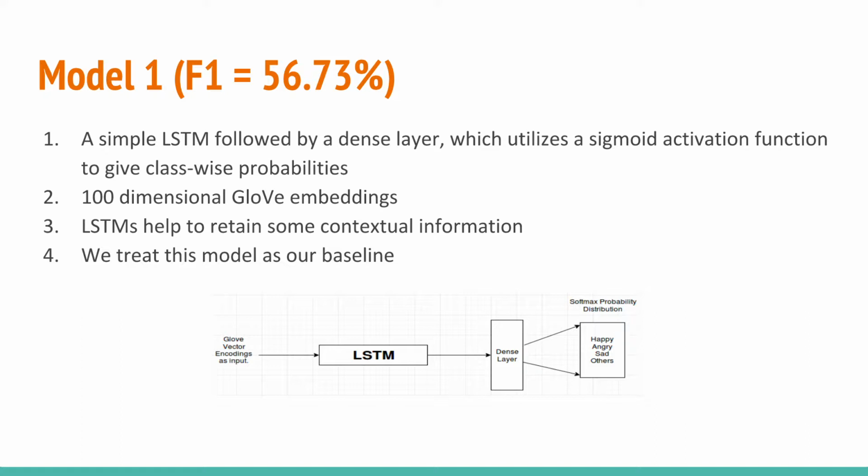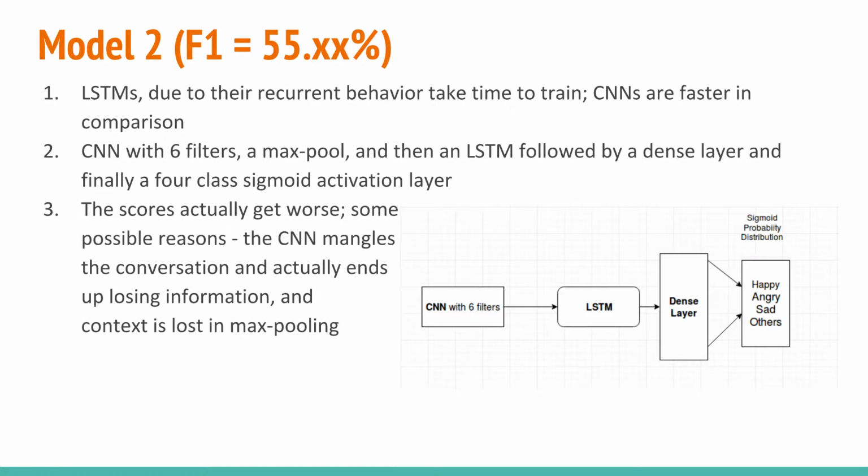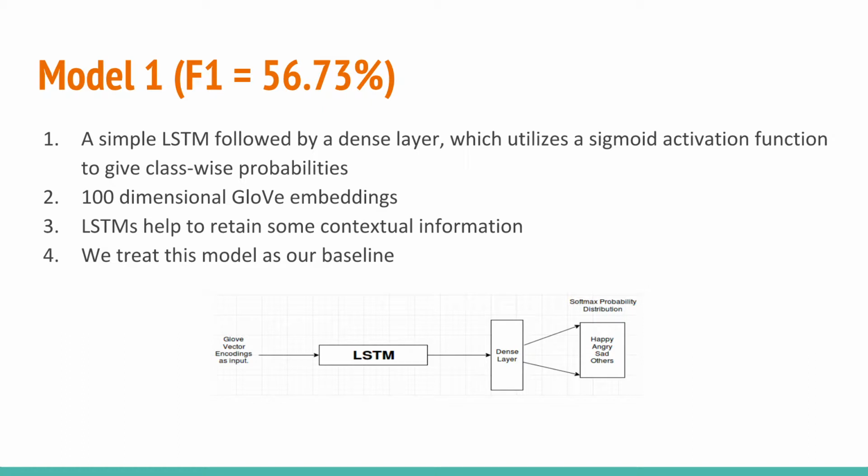Our first model, which is also a baseline model, is very simple. It's an LSTM which takes glove vectors and puts it through a dense layer utilizing a sigmoid activation function. This gives us class-wise probabilities for the four classes: happy, angry, sad, and others. We use LSTMs because LSTMs help retain contextual data. This model gives us around 56% score, and as I said before, this is our baseline.